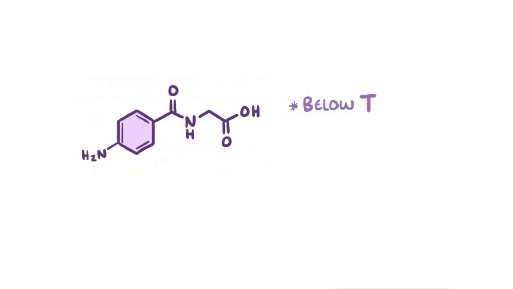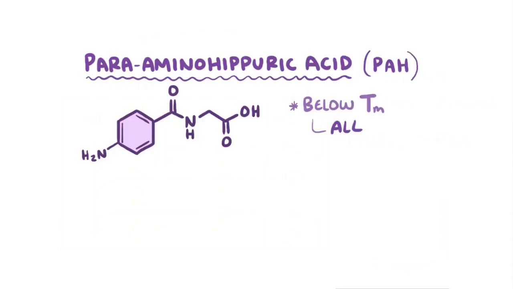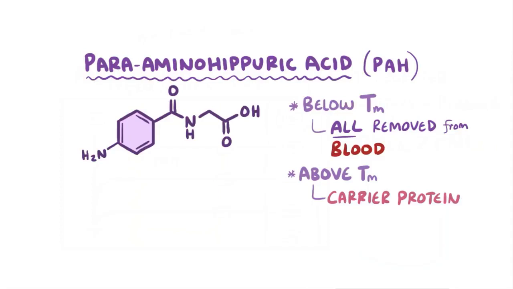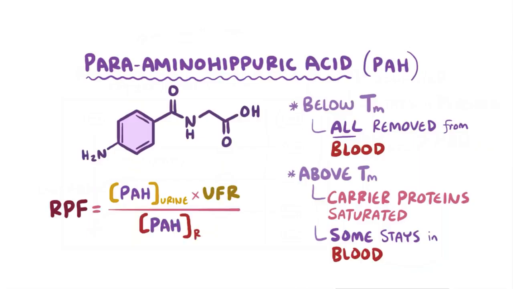Alright, as a quick recap, below the transport maximum, all the para-aminohippuric acid, or PAH, making it to the kidneys is removed from blood that passes through the kidneys. And above the transport maximum, the carrier proteins in the nephron are saturated, and some PAH gets left in the blood. In the former case, the renal plasma flow can be estimated by taking the concentration of PAH in the urine times urine flow rate, all divided by the concentration of PAH in the renal artery.